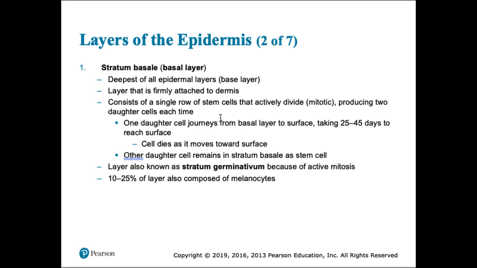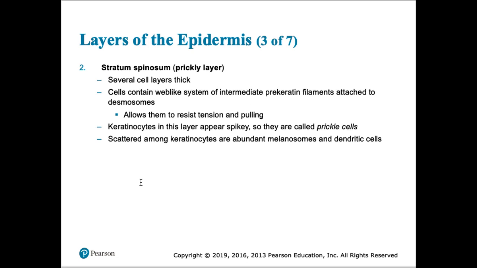But the layer is also known as the stratum germinativum, and that's because of the active mitosis. Germ means, like a germ cell, the original cell that's going to divide and create more cells. Remember, mitosis is the division of those cells, so that's why they call it the germinativum. So another thing that's composed in this stratum basale is 10 to 25% is composed of melanocytes. And so those are the types of cells and things that you're going to find there.